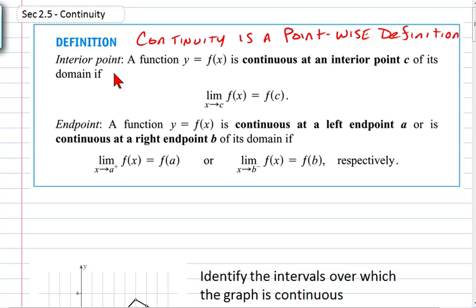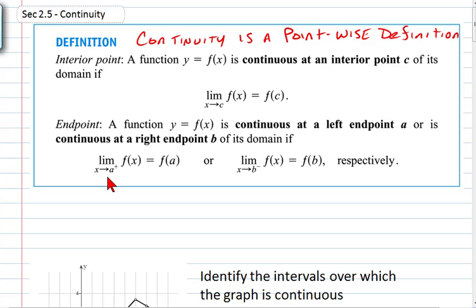An interior point, the continuity at an interior point means that a function y equals f of x is continuous at the interior point if, in its domain, the limit as x approaches c of f of x is equal to f of c. That means the limit exists and the value of the limit is the same as the function evaluated at that point. The endpoint, you still have the same condition basically.